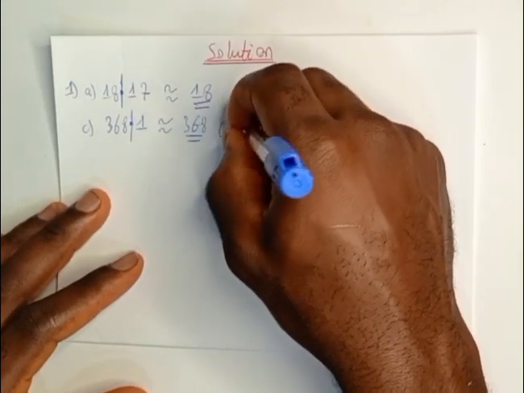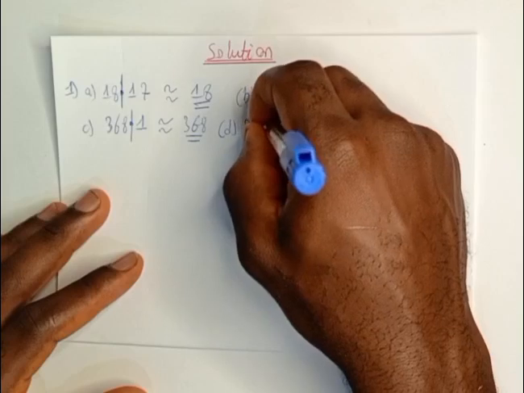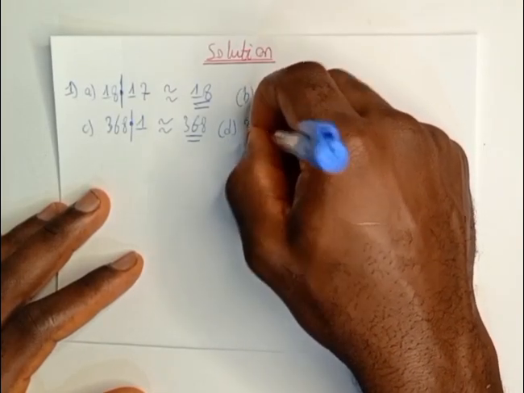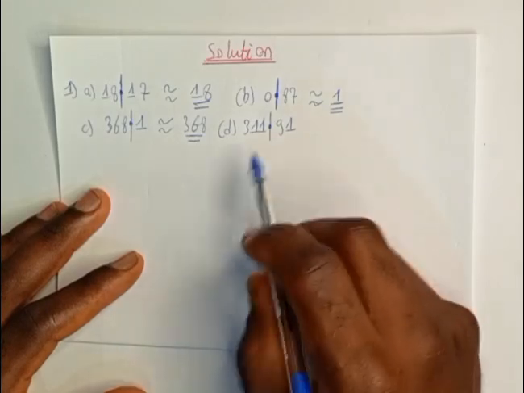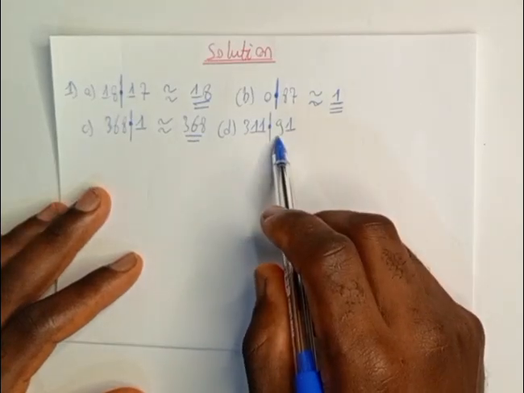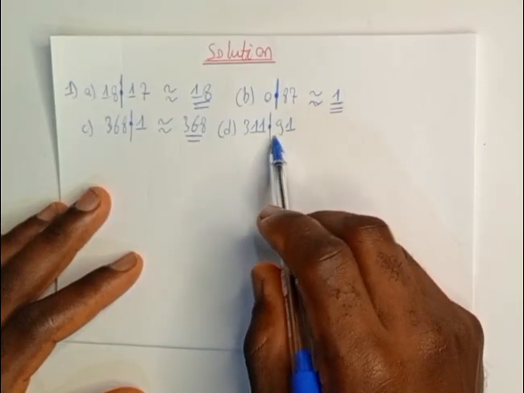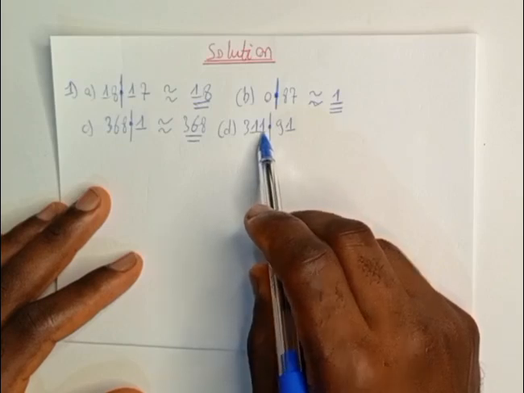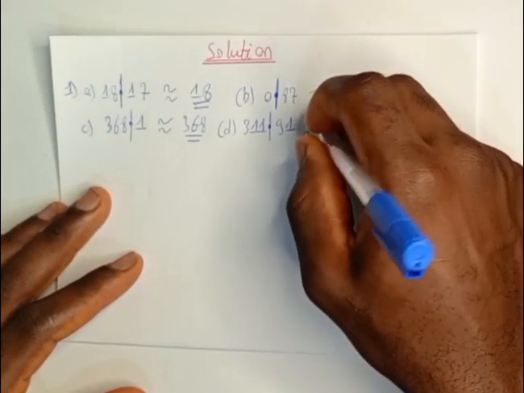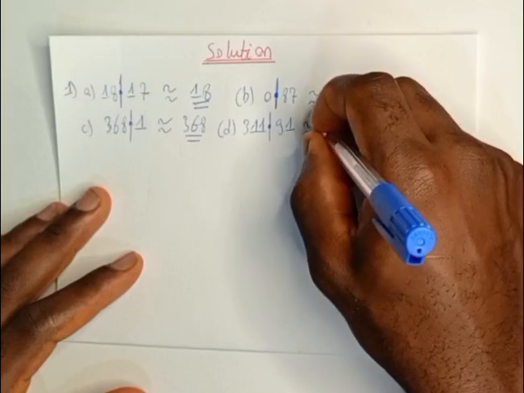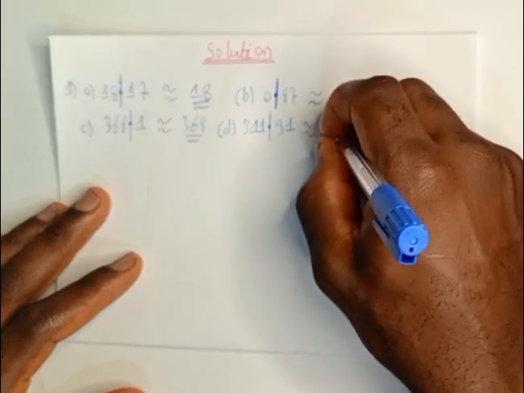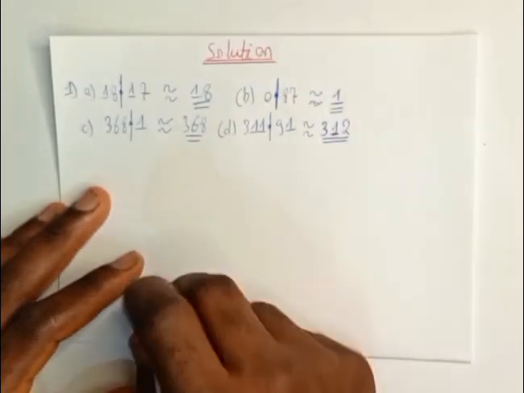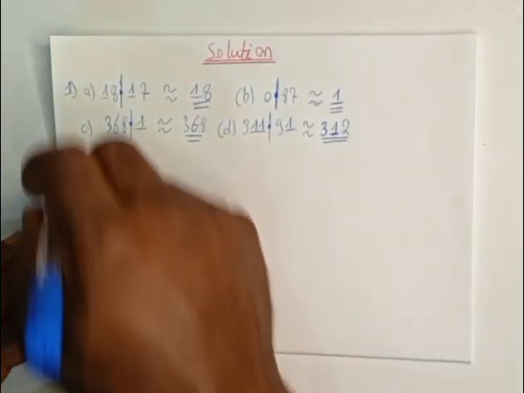We go to D. We have the number 311.91. We have to eliminate the fractional part 0.91. 9 is greater than or equal to 5. It is rounded up to 1. We have to add the 1 to this 1 unit, which gives us 2 units. This will be approximately 312 to the nearest whole number. We are done with question 1.